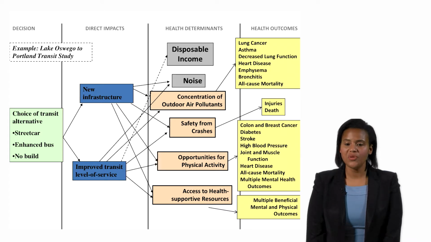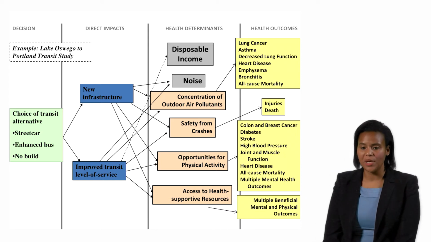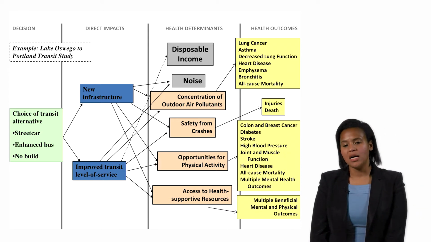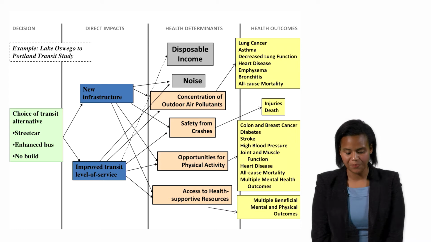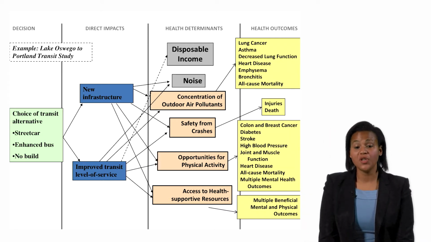For opportunities for physical activity, we're thinking about connections to non-communicable diseases like diabetes and stroke, but also things like high blood pressure, mental health outcomes. And for the box for access to health supported services, the way that this has been diagrammed out or conceptualized, there are multiple beneficial mental and physical outcomes. And for ease of looking at this figure, there could be many more things in this box, but that's sort of the aggregate category. So again, this is just one example of a pathway diagram. There are so many out there.